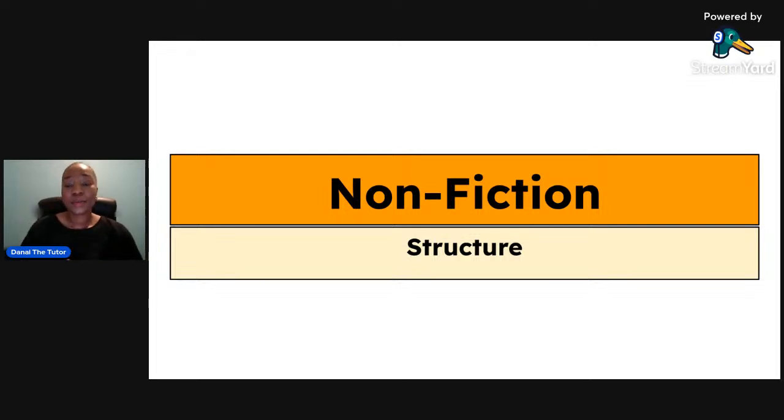So in today's webinar, we are going to be looking at structure in a nonfiction text. Last week, we looked at language in a nonfiction text. And we are going to be using the same text that we used last week, except we're going to be focusing on structure this time.